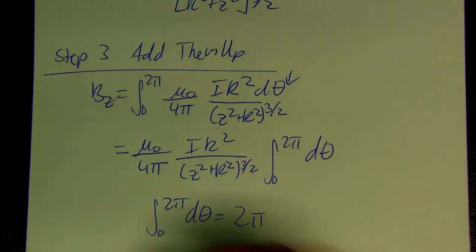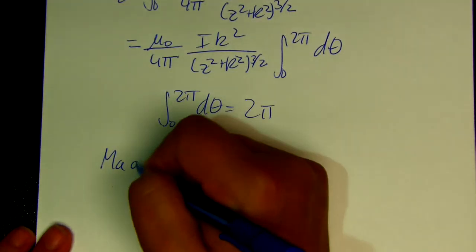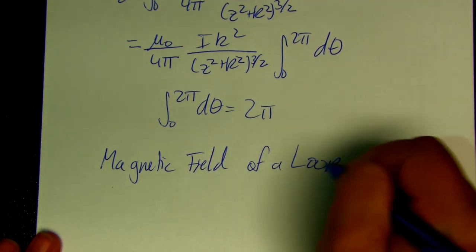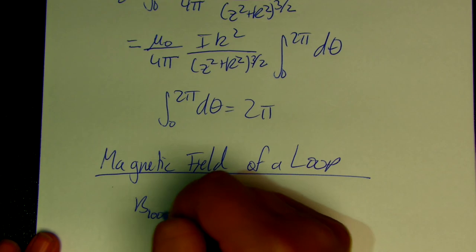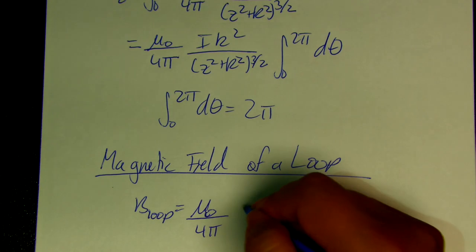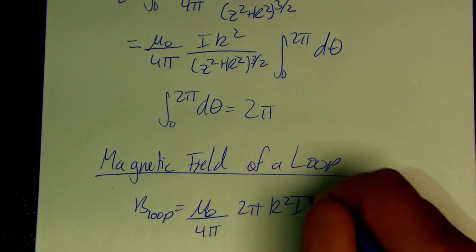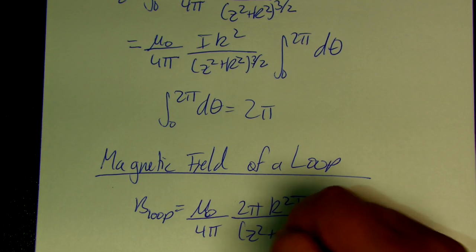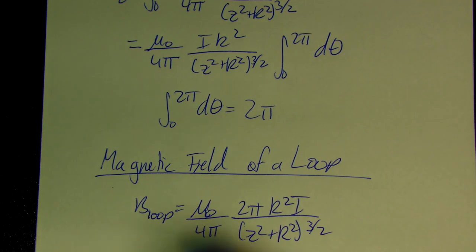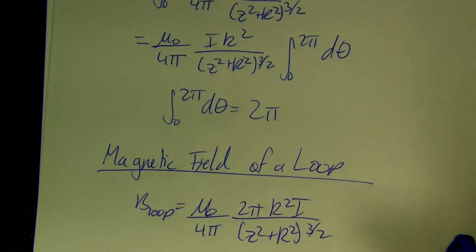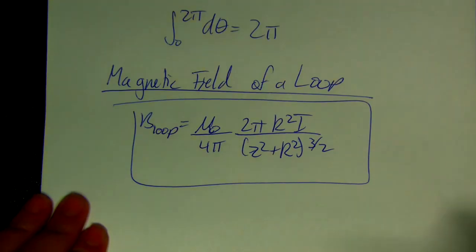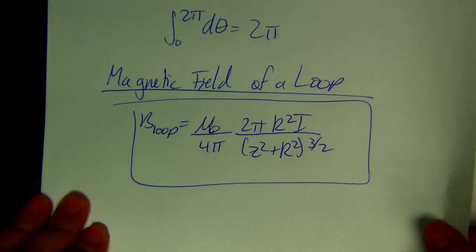And so from here, we get the magnetic field of a loop. B loop is equal to mu naught over 4 pi, 2 pi r squared times I over z squared plus r squared to the 3/2. All right, so let's check out our results. I'll leave this up for a little bit longer so you can make sure to write that down.